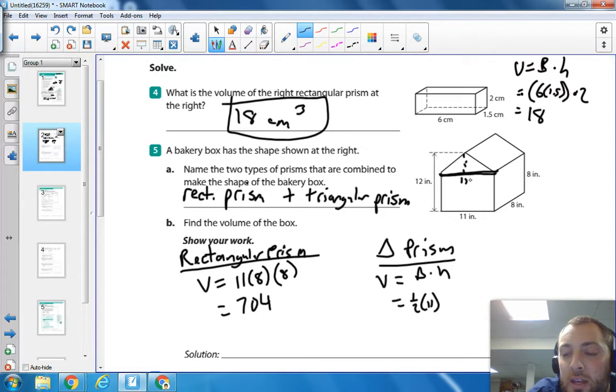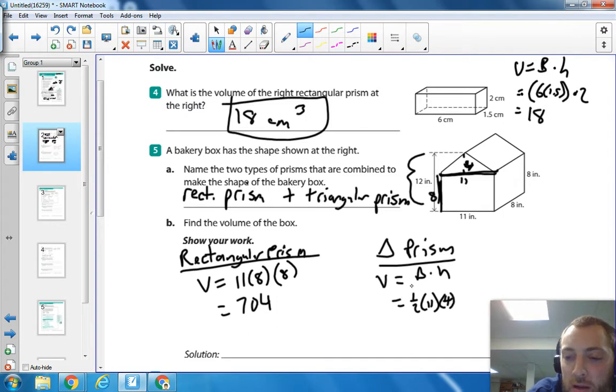So we don't have that given, but we can find that. If we knew that this part right here was 8, and this whole side here is 12, that means that this is 4. So the height of that triangular base is 4. So multiply 1 half base times height for that triangle.